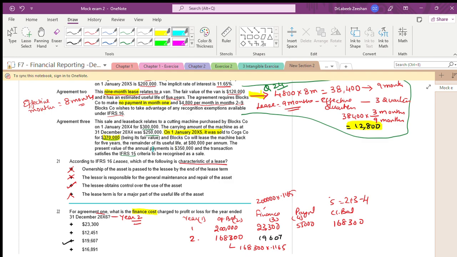What is the carrying amount on 31st December 2004? It is 250. Is it right? The sale value minus the carrying amount, 370 minus 250, is 120. 120 is the profit. Is that 120 the profit?